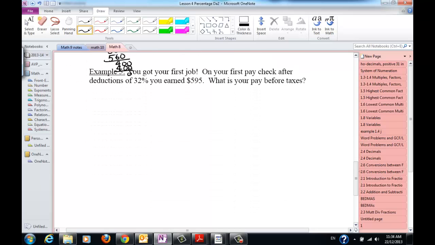Alright, example 5. You got your first job, and on your first paycheck, after deductions of 32%, you earned $595. What is your pay before taxes? So I'm going to just write out the formula again. We've got the amount divided by the total multiplied by 100% is equal to your percentage.